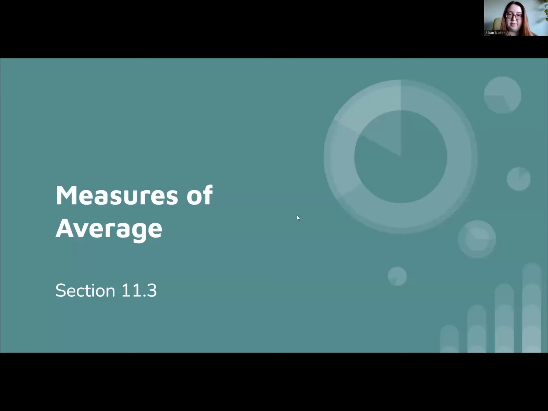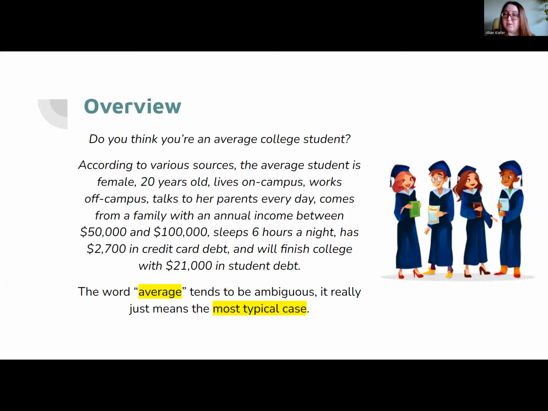Hello, everyone. We're going to go ahead and get started on section 11.3, which is going to be on measures of average. So as an overview, do you think that you are an average college student?